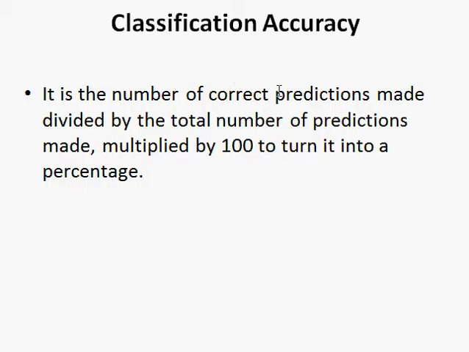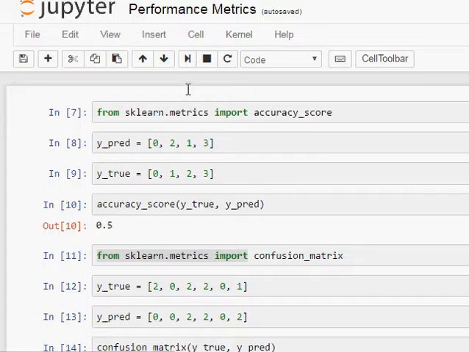Okay, so the classification accuracy is going to be the number of correct predictions divided by the total number of predictions, multiplied by 100, so we get a percentage. For example, let's have a look here.